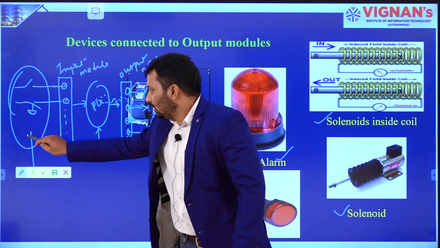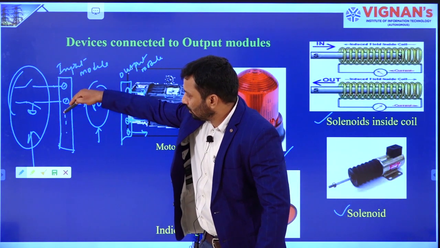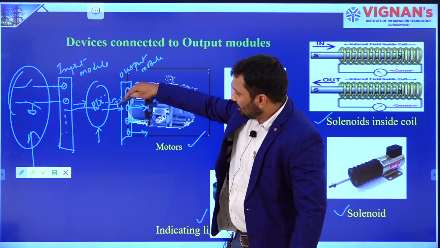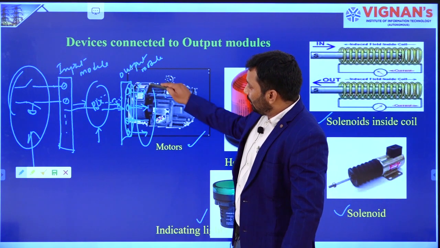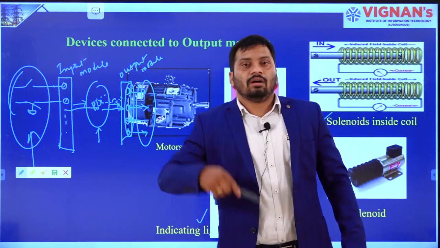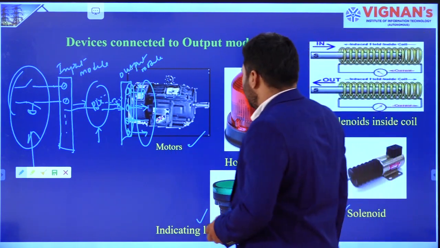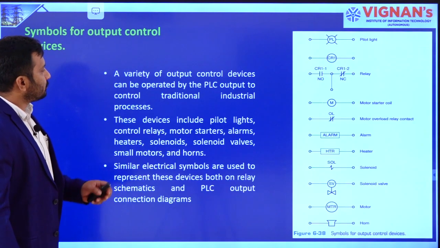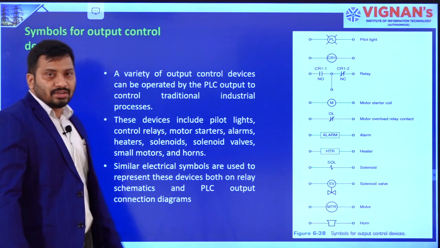Based on the inputs, whatever sensors or switches we discussed are giving input to the CPU through the input module. After executing the program, it updates the output. Based on that, these output devices are going to be turned on and off. We are going to discuss these output devices now, all right. See here in this slide, you can see symbols of different output devices normally used in industries.